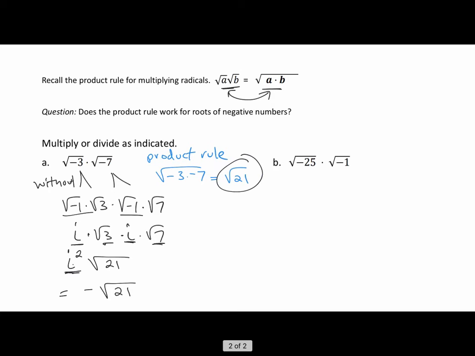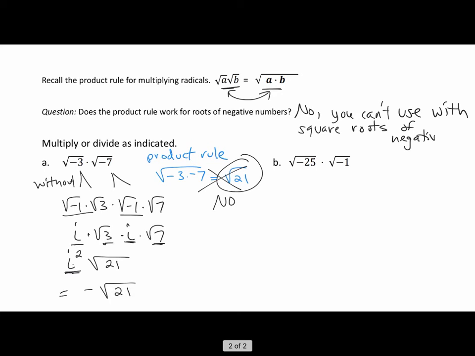And is that the same as what we got from the product rule? No. So this product rule does not work, you can't use it with square roots of negatives. It just doesn't work that way because we'll be off by a sign here. So we will just simplify without the product rule.